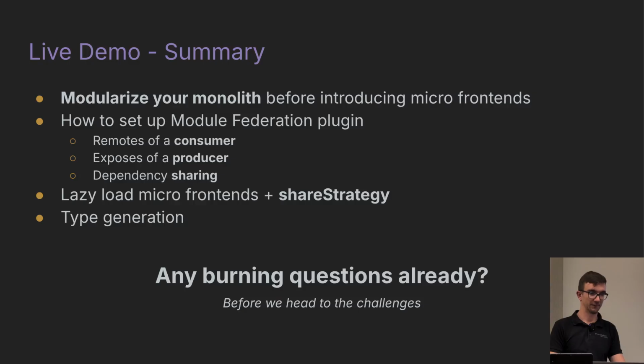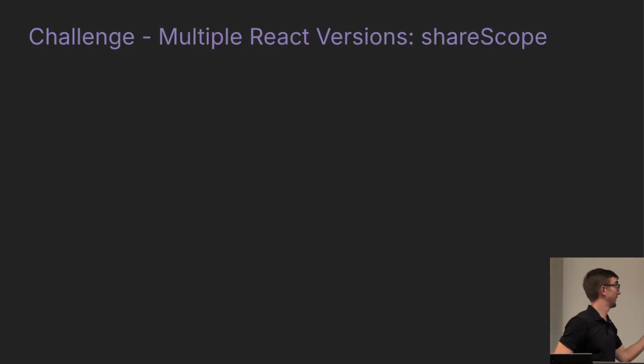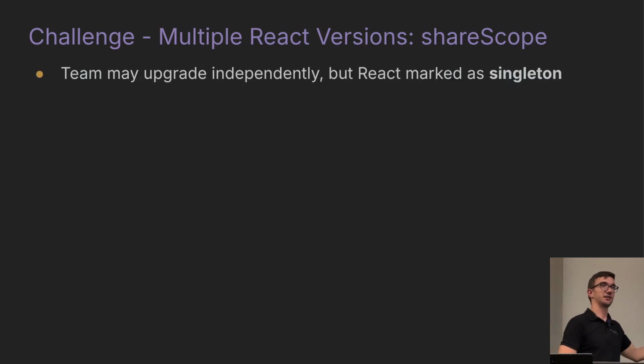Okay. Then we'll just use roughly 8 minutes to show you some challenges, especially because they also answer some questions we had. So first, let's start right away with how to render multiple React versions. Now, you already saw React should be defined as a singleton. How can we use multiple React versions?